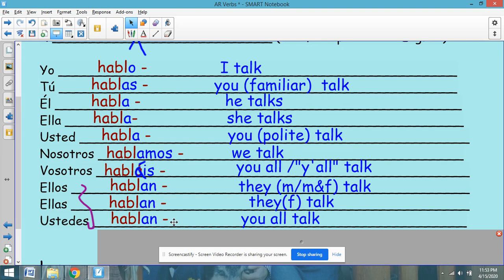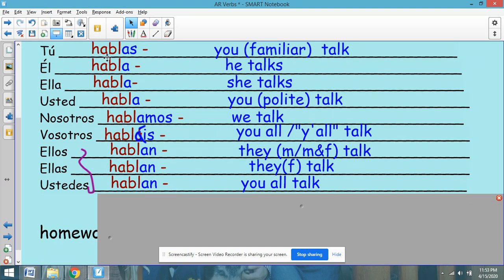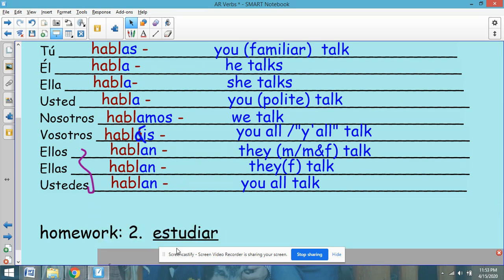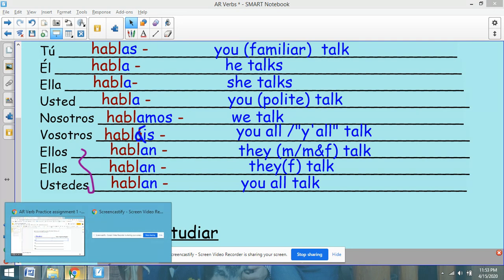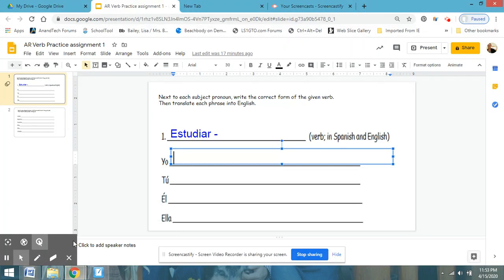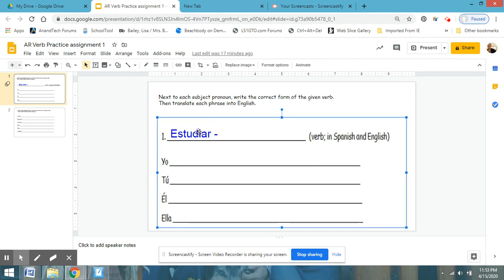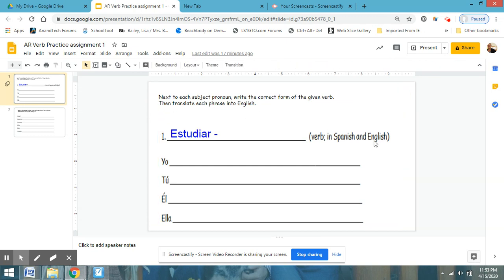For your assignment, you're going to try doing this. You're going to conjugate a verb. You're going to change the endings and show the meaning. We're going to use the verb estudiar. I'm going to show you how we're going to do this. So we're going into our worksheet. So I chose to use the verb estudiar to practice with my conjugations.